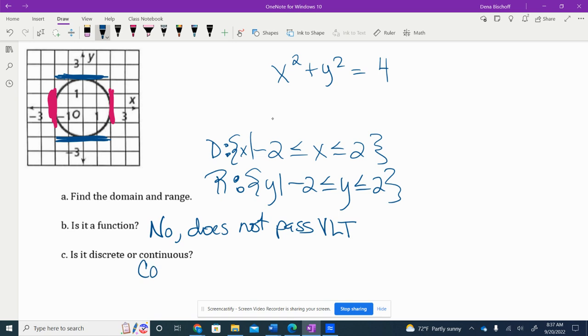Continuous. Good job. Remember, continuous is just that. It's a line, it's a curve, it's whatever. Discrete is this. Discrete is a bunch of points. This is not a bunch of points. Discrete's not connected by lines or curves. This is a circle. This is the equation to a circle.